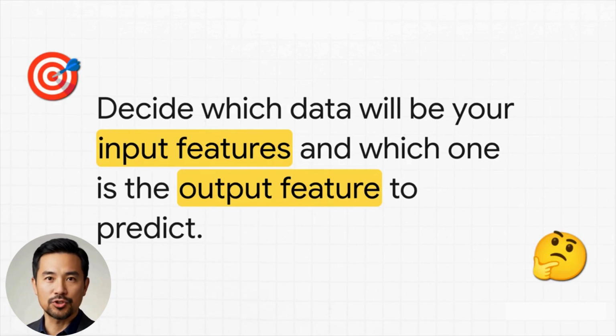Okay, next up, choosing your features. Now, this part is absolutely critical, and it's where you, the human expert, come in. You're going to look at all the columns in your data and decide which ones are the clues, we call those the input features, and which single column is the answer you want the model to learn how to predict. We call that the output feature. So, for example, a patient's medical history could be all of your inputs, and the output you want to predict is the chance they have a certain disease.